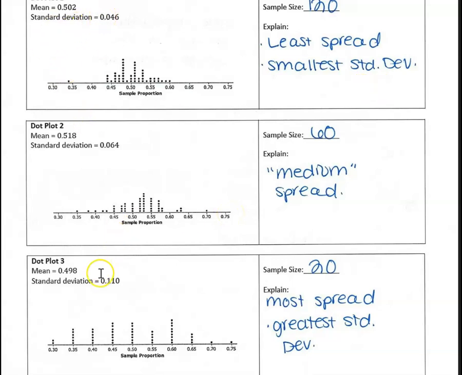The biggest standard deviation's right down here at 0.110, so that's got to be my smallest sample size, right? It's because that's like the least amount of data per sample. So most spread, greatest standard deviation, and then just like Goldilocks and the Three Bears, the one that's right in the middle, that's 60. So that's this one right here. He's got like the medium spread.